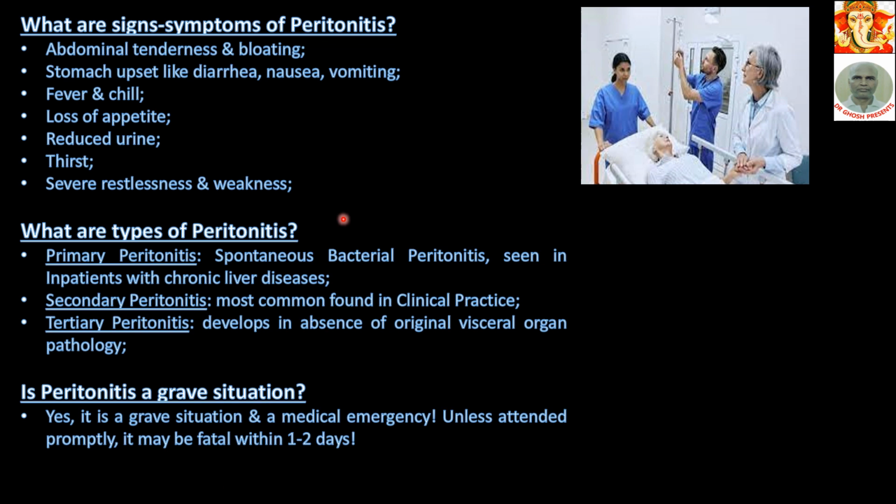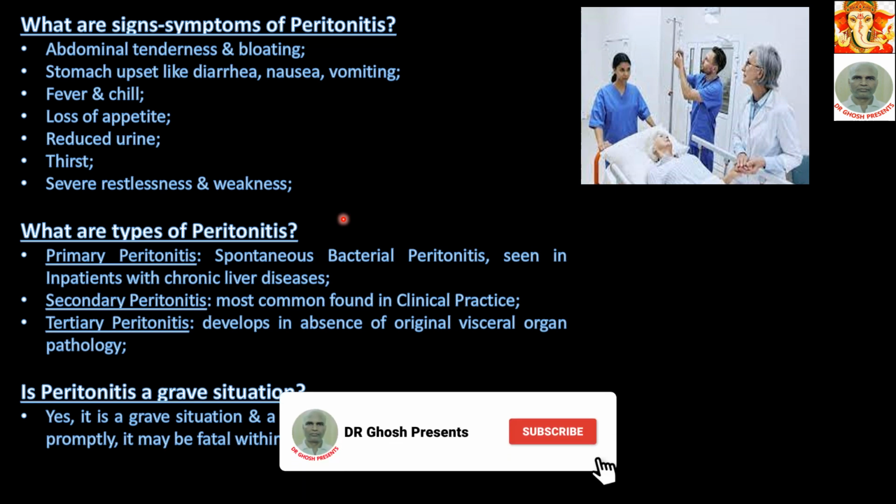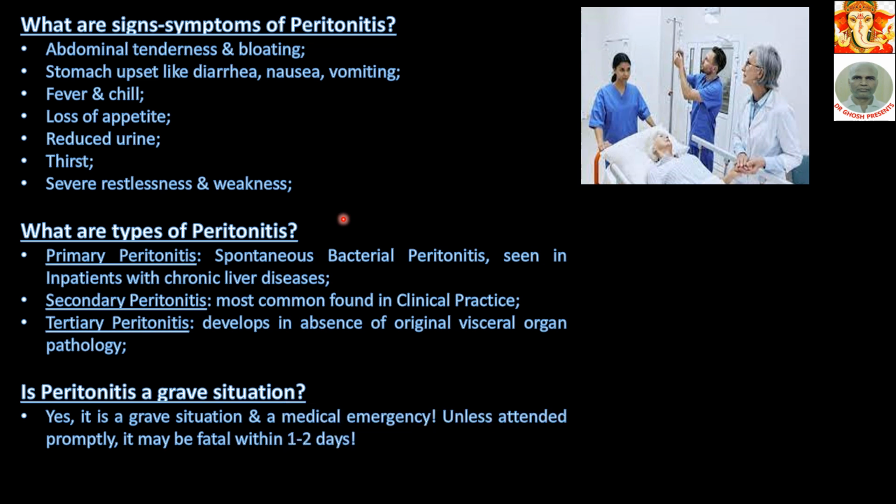What are the signs and symptoms of peritonitis? Abdominal tenderness and bloating, stomach upset like diarrhea, nausea, vomiting, fever and chill, loss of appetite, reduced urine, thirst, severe restlessness and weakness. What are the types of peritonitis?